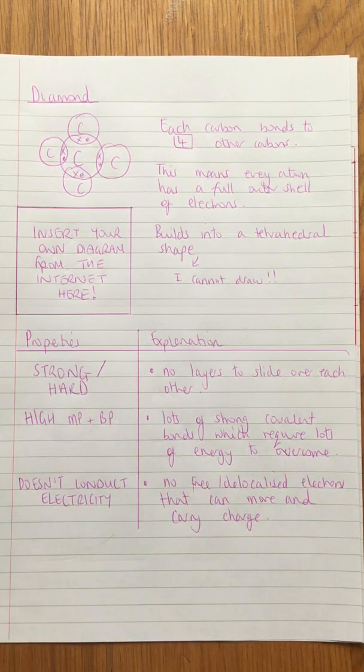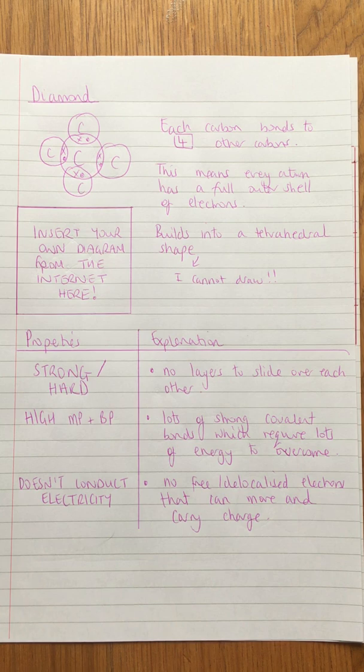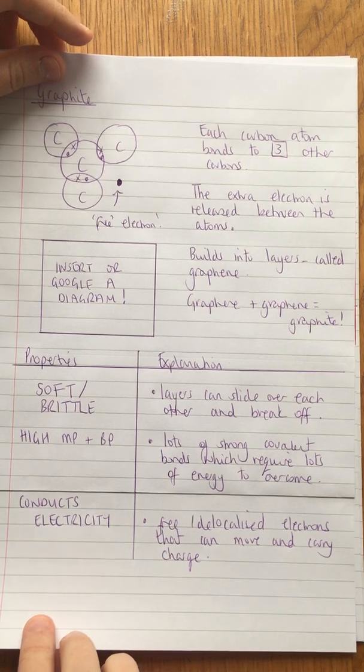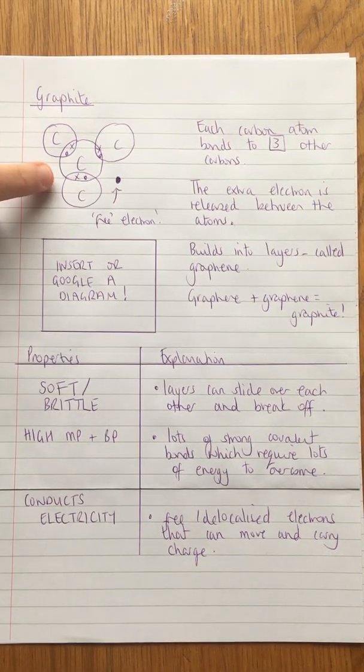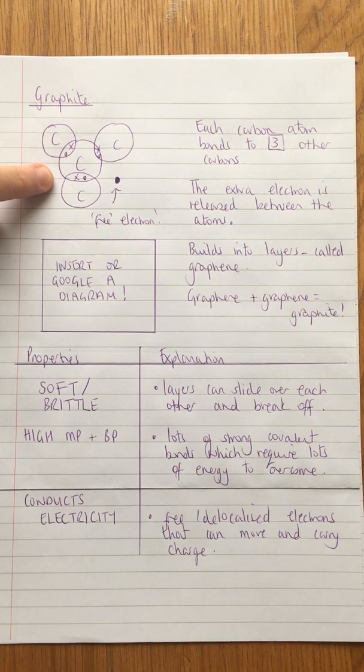So to summarise, diamond is a pretty generic giant covalent molecule. It has a high melting point and boiling point. It is strong, it's hard, it doesn't conduct electricity, and it's a tetrahedral shape. So we're going to look at graphite. Graphite is an absolute exception to the covalent rule. So graphite, we still have carbon. This is why diamond and graphite are quite often used, because they're both giant covalent structures.